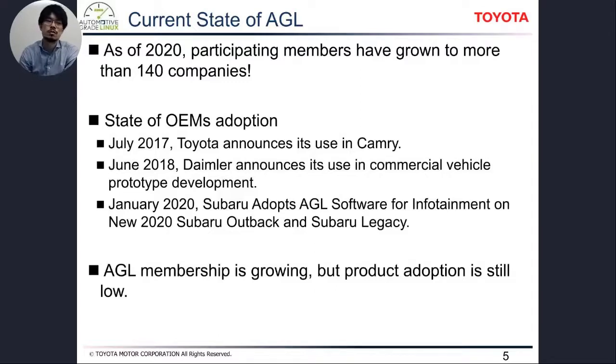Thanks to the contribution from many companies and community members, AGL membership has grown to more than 140 companies now. That is great, however, when we look at the status of product adoption by OEMs, only a few cases are publicly announced. As far as we know, there are three announcements from OEMs. One of them is Toyota's announcement in 2017. So we think AGL membership is growing, but product adoption is still low.